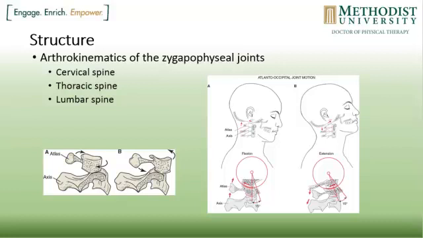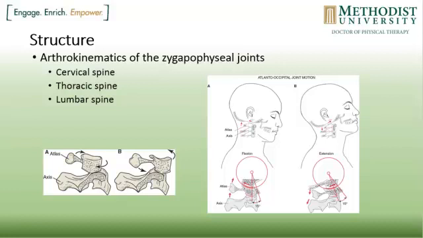In the thoracic spine, those facets begin to move from a more frontal plane orientation to a sagittal plane orientation. And in the thoracic spine, the majority of the movement throughout the vertebrae occurs in rotation. And then in the lumbar spine, those facets transition from that sagittal plane back to a more frontal plane orientation.